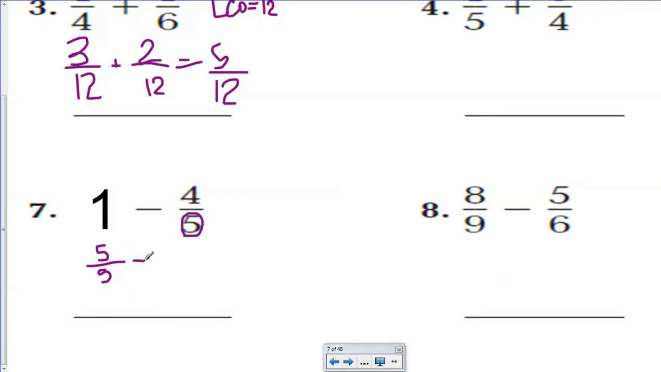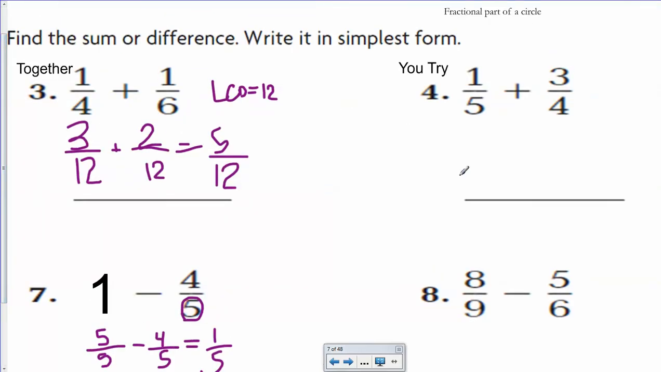So 5/5 minus 4/5, I'm going to be left with 1/5. So again, it's saying I have a whole pizza, and it's cut into fifths. I eat 4/5. How much of my pizza do I have left? I have 1/5 left. All right, you're going to try the you try problem, so go ahead and hit pause, and then I'll be back with the answers in just a second.